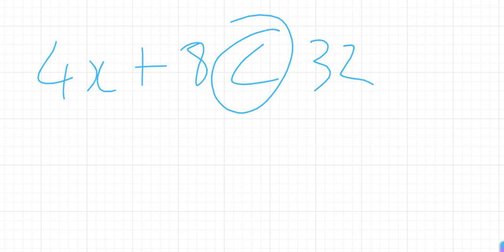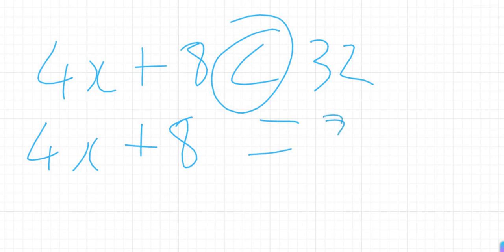So what this is saying is that any value we get for x, when we multiply it by 4 and add 8, must be less than 32. So let us see what the values of x are, and then we're going to randomly pick one of the values and evaluate that side to see if it is actually less than 32. So let's go. We have 4x plus 8 equal to 32.